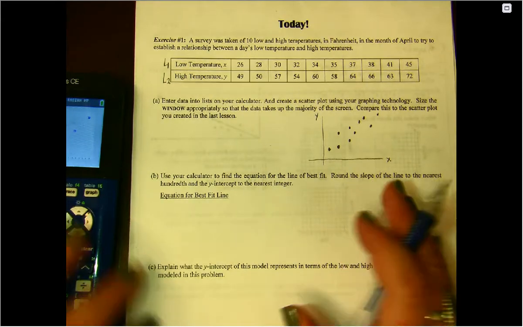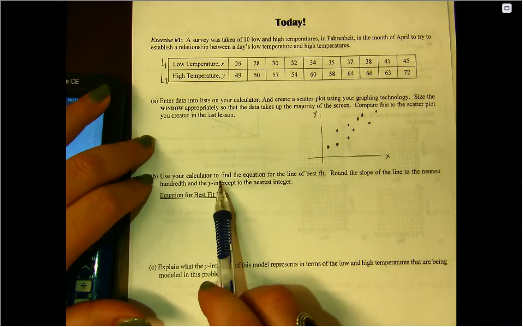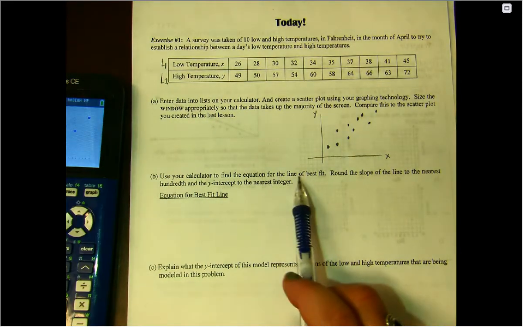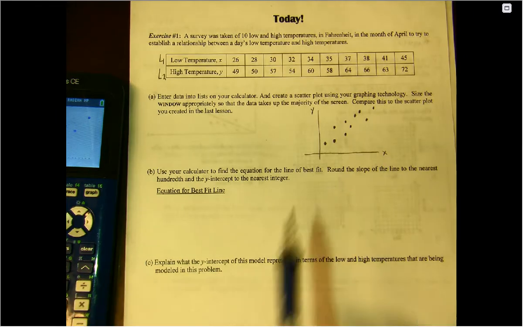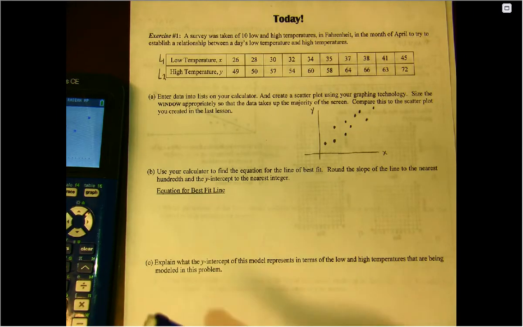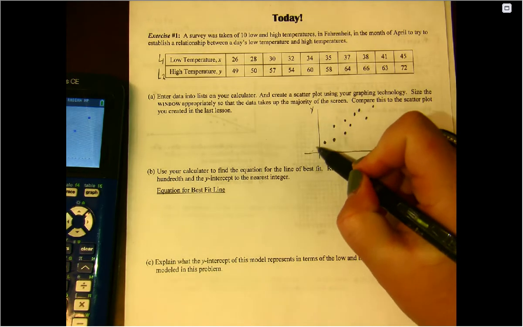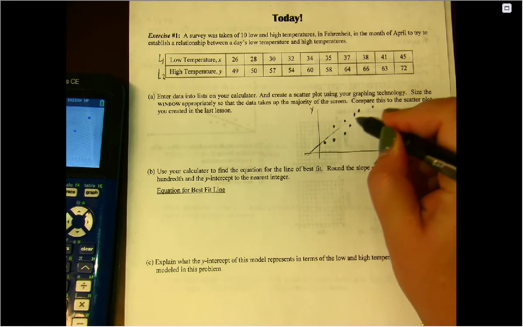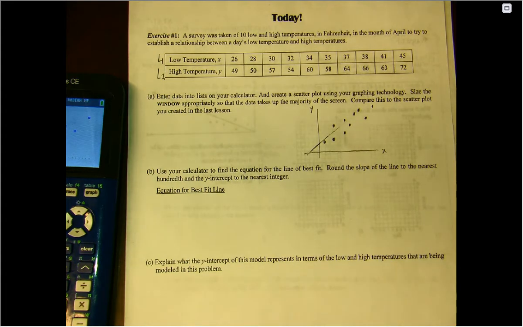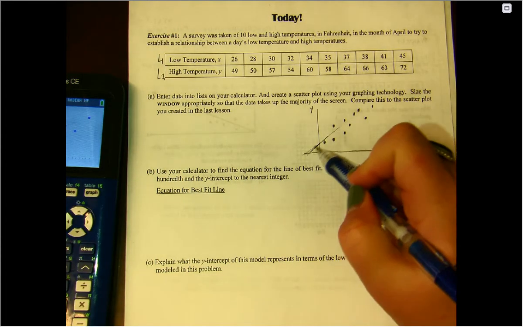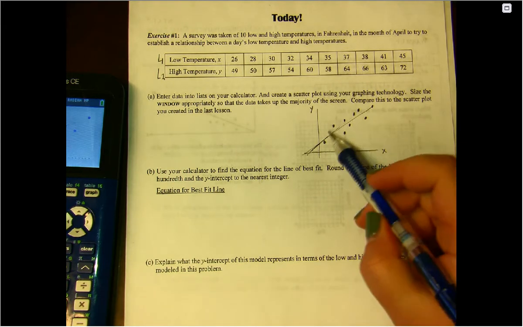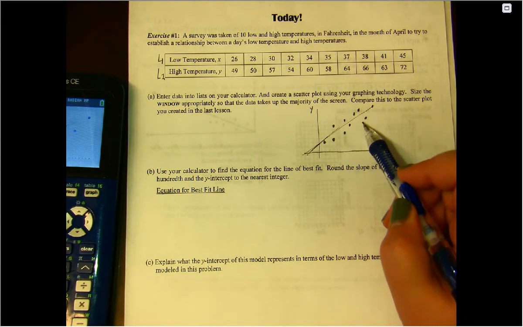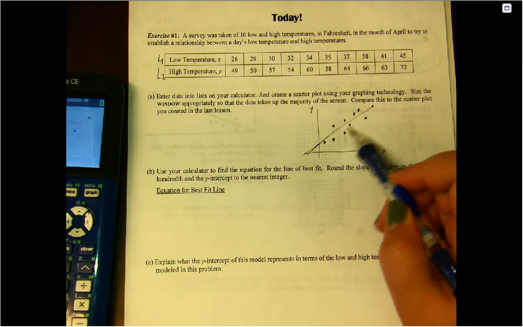Okay, now what I want to talk about is use your calculator to find the equation for the line of best fit. Okay, well, remember the line of best fit. The line of best fit is basically that line that's going to split your data right in half. Something like this. I don't know, my pen's dying, so that's not working out very well. But something like that where you're going to try your best to get the same amount of dots on top of the line as below the line.